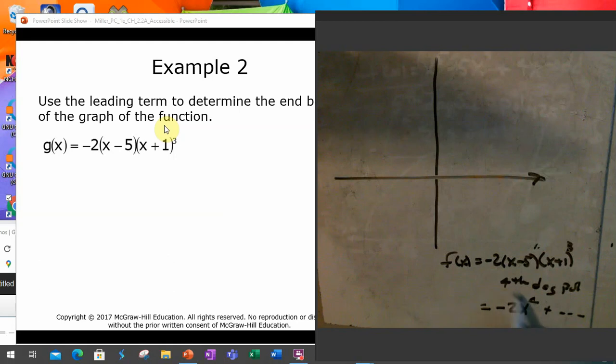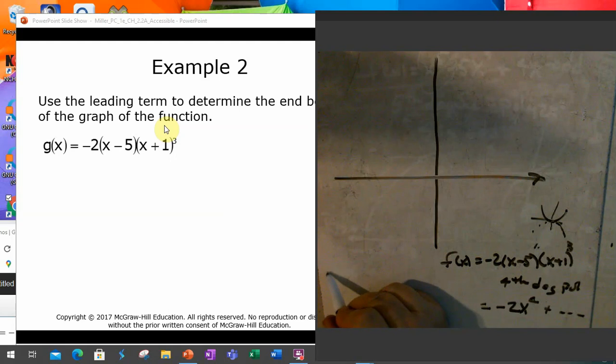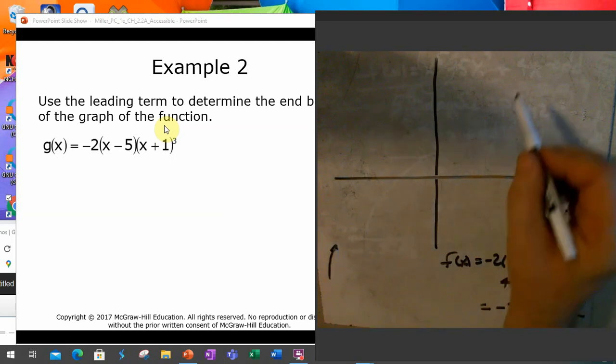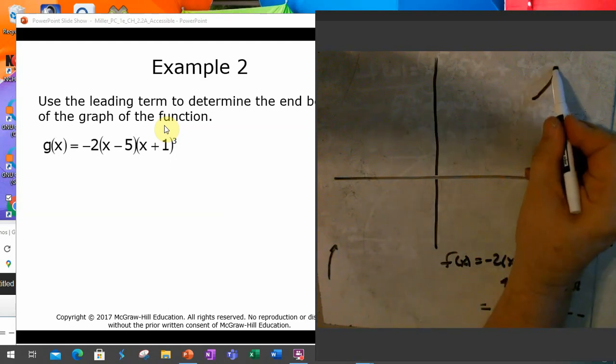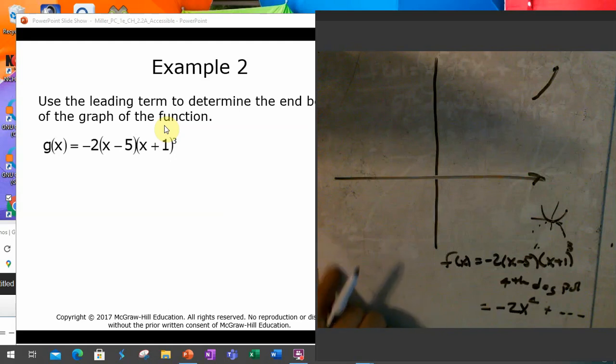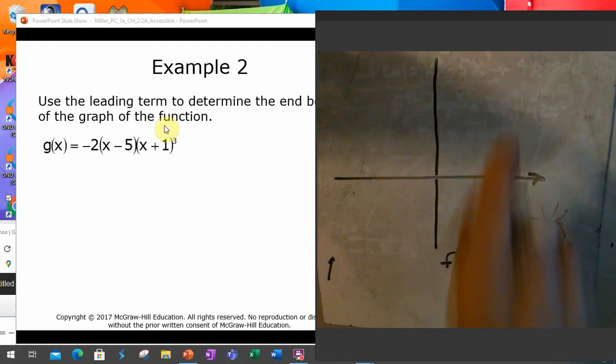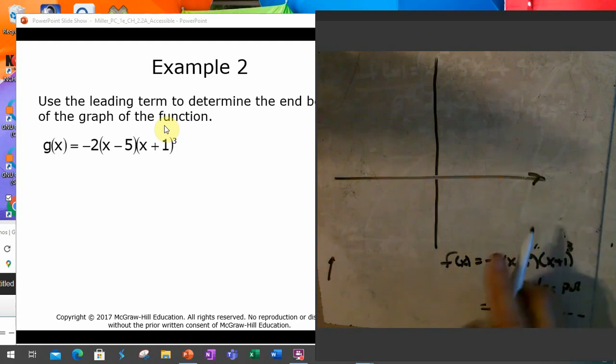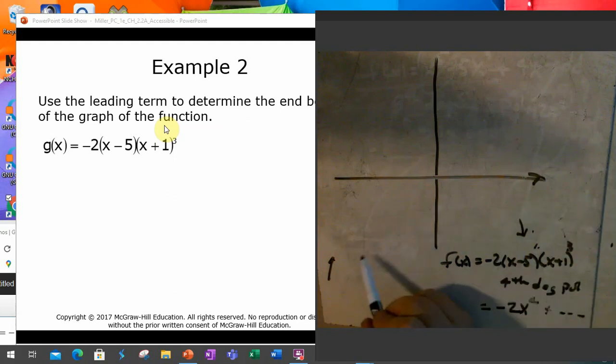Even degree, negative. Evens look like that, and then this is the negative. So I know I'm going to be coming from like this, and here we're just doing a quick sketch. Coming here because it's a negative, and then going down again because it's negative. If this was just an x to the fourth, it would go down here because of the negative 2. So out at the ends, this is what it's going to do.